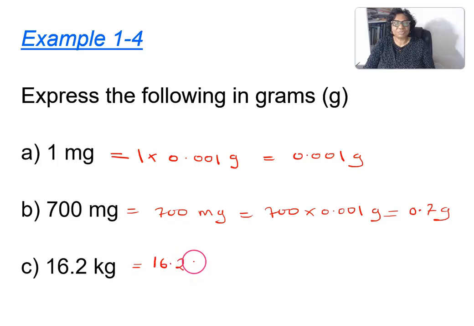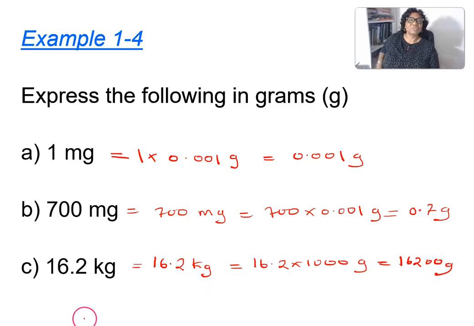16.2 kilograms is just 16.2 times 1,000 grams. So 16.2 times 1,000 equals 16,200.00 grams. So that is how we express the following in grams.